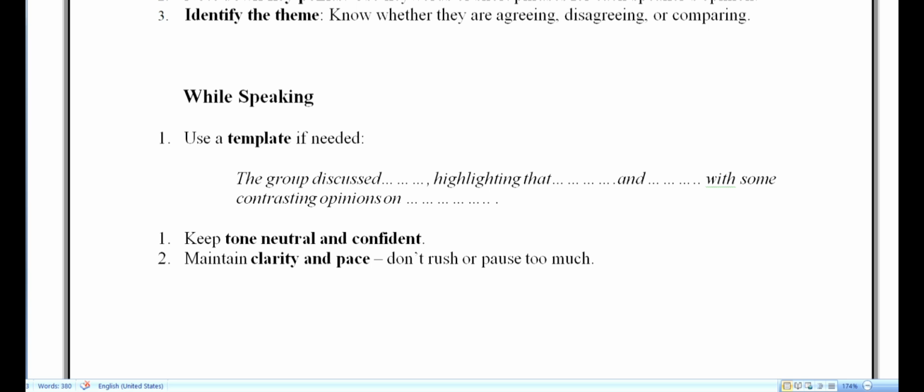The group discussed. You speak about the topic, highlighting that. Speak about the 2 points you have heard with some contrasting opinions, and speak about what the contrasting opinions were. Simple and sweet. Keep your tone very neutral and very confident. A voice with shivers is easily perceived. So see that you are very confident, you are loud, you are clear.